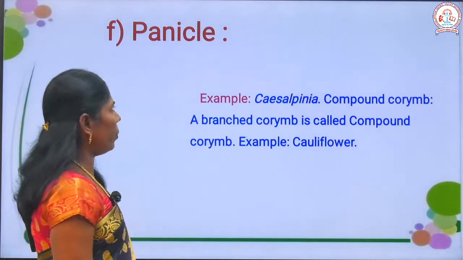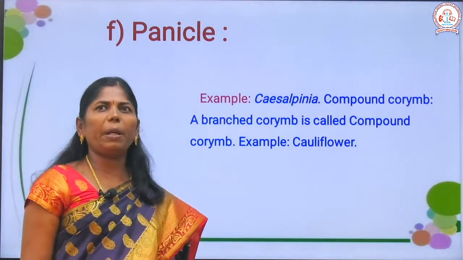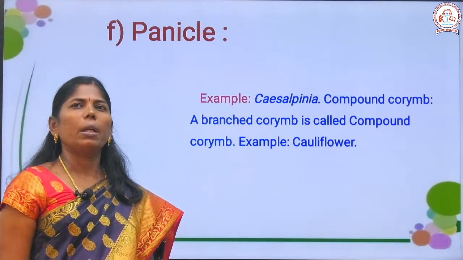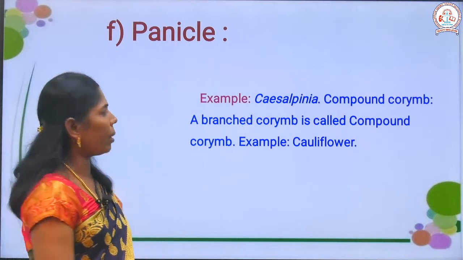So what is the example for the panicle? That's Caesalpinia. So compound, okay. So Caesalpinia. Next we will see the compound corymb. Okay, let us see what corymb is.